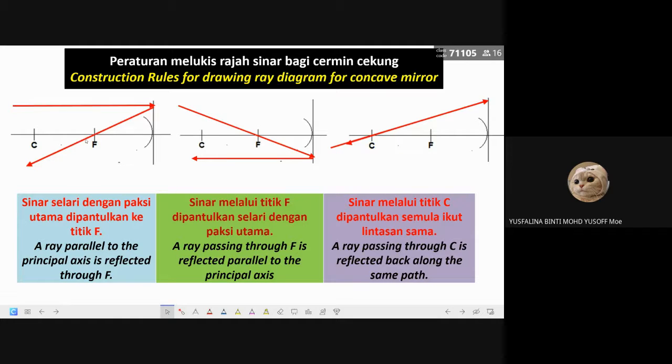For me, I will use only number one and number two. This one is number three, you can use this one also. From here, you can see it passes straight through C, and then after that is reflected back. But I will just use number one and number two, as long as it shows the intersection between two light rays, it is okay already. So the first one passes through F, and the second one also passes through F and goes straight like this.